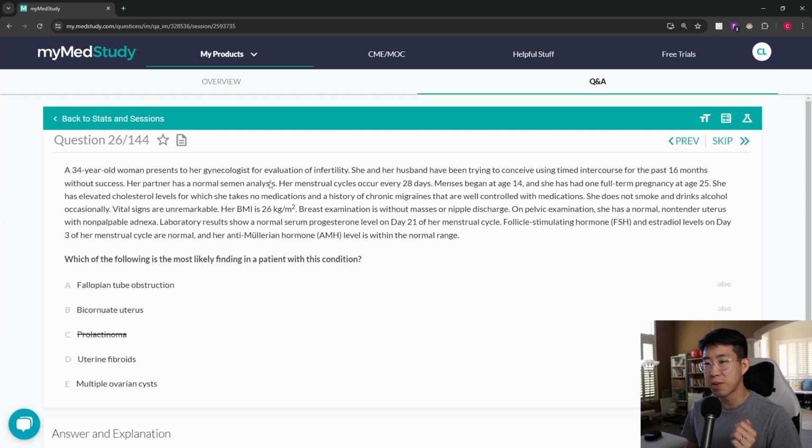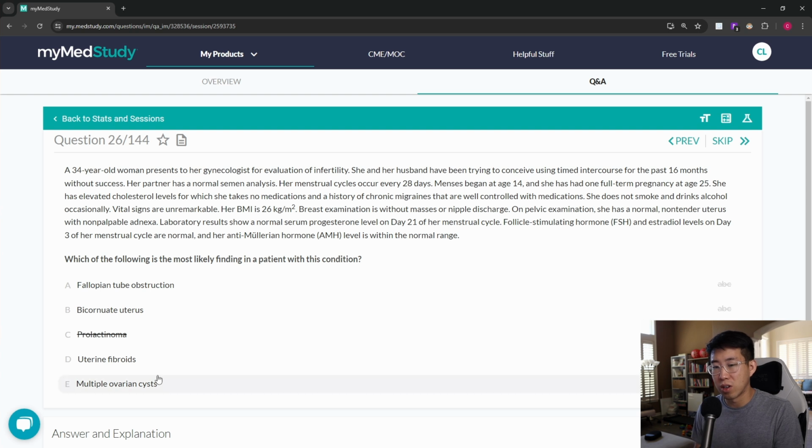So her partner has a normal semen analysis. Her menstrual cycles are normal. Menses began at 14, and she had one full-term pregnancy at age 25. So she's able to get pregnant. She has elevated cholesterol levels and a history of chronic migraines. She does not smoke and drinks alcohol occasionally. BMI is 26, mildly overweight. Breast exam is without masses or nipple discharge. She has a normal non-tender uterus with non-palpable adnexa. Gosh, so this is hard. So she is mildly overweight. She does have some signs of metabolic syndrome.